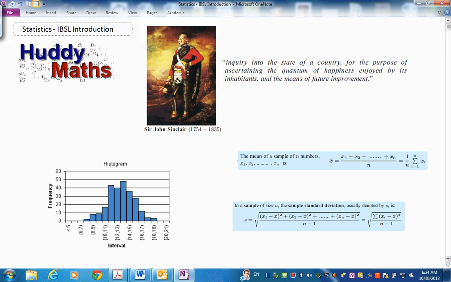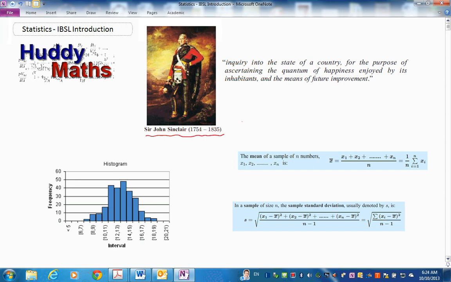Hey, welcome to Statistics. This is the introduction to statistics in the new IB course, first examined in 2014. And where did that word come from anyway, statistics? What does that mean? Well, I've got a little screen clipping here from Hayes and Harris, and other screen clippings in this presentation will come from Pearson's textbook.